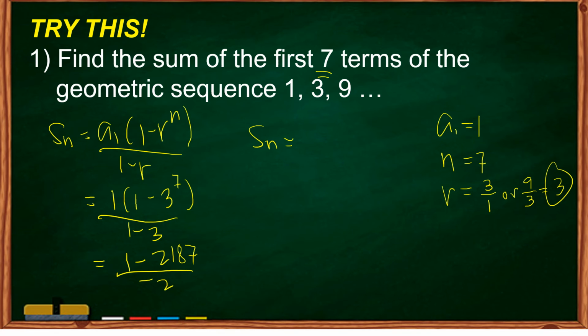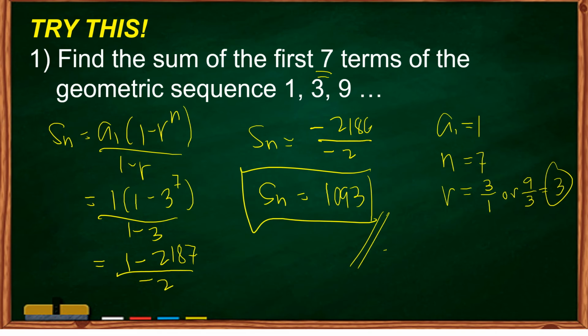So S of n equals, okay, so you subtract 1 by 2,187, the result is negative 2,186. Then divided by negative 2, so S of n equals, since the two numbers are negative, the resulting sign will be positive. So 2,186 divided by 2 is 1,093. So this is now the sum of the first 7 terms of the geometric sequence 1, 3, 9, and so on.